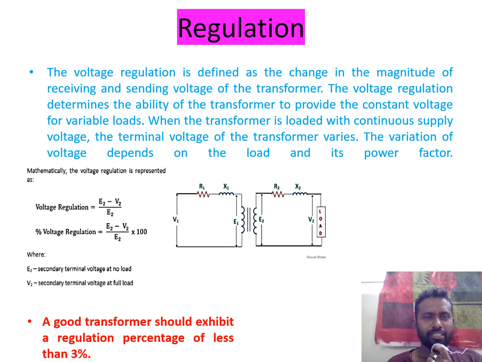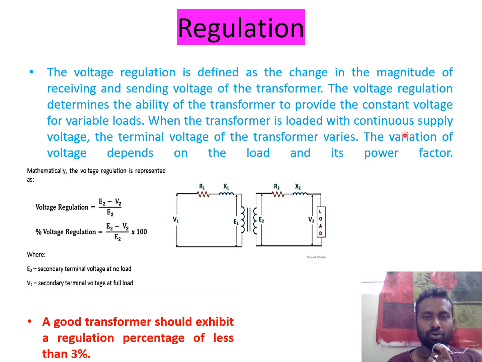So what is regulation? The voltage regulation is defined as the change in the magnitude of receiving and sending end voltages of the transformer. The voltage regulation determines the ability of a transformer to provide constant voltage for various loads. That is, it has to provide voltage regulation. It gives the ability of a transformer to provide constant voltage even if the loads are varied.